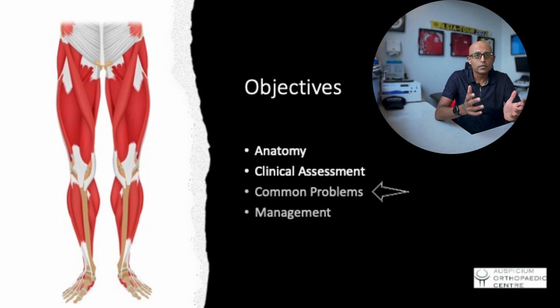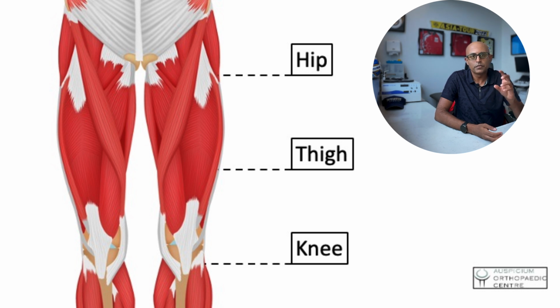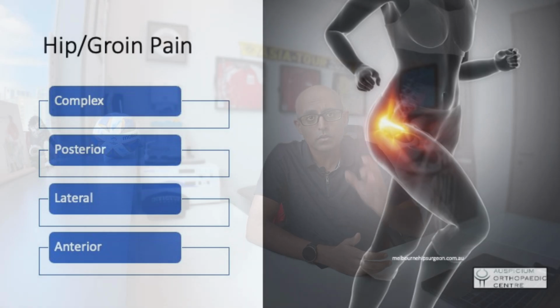Okay, so let's move on to some pathologies or common problems that you may encounter. For this, I'm going to focus on those around the hip, the thigh, and the knee. Now, hip and groin problems can be quite complex, particularly because there's often an overlap with the lumbar spine. There can be radiation into the leg, and because of the complexity of the structures around it, it's useful to try and divide it into anterior, lateral, and posterior.